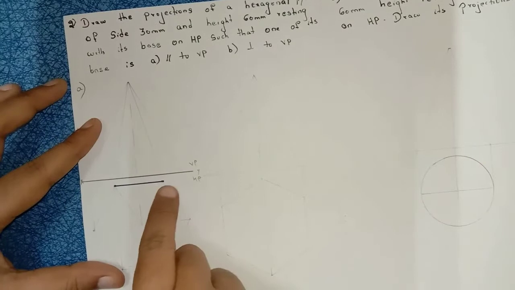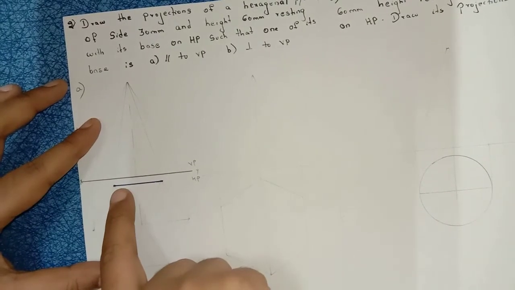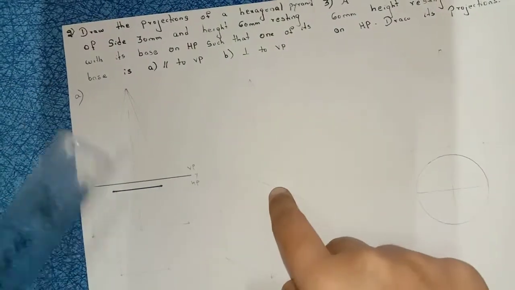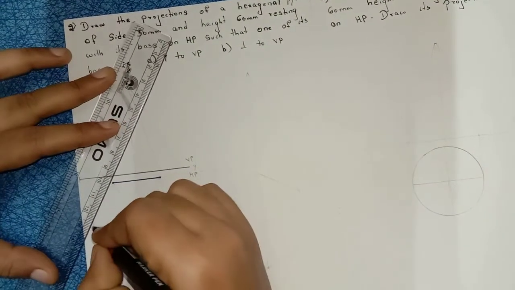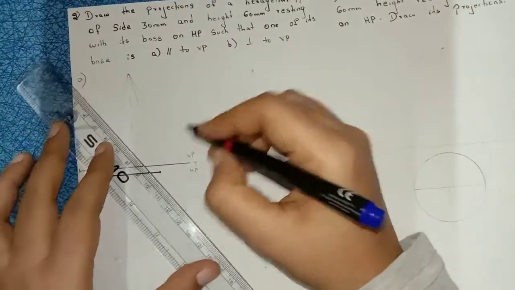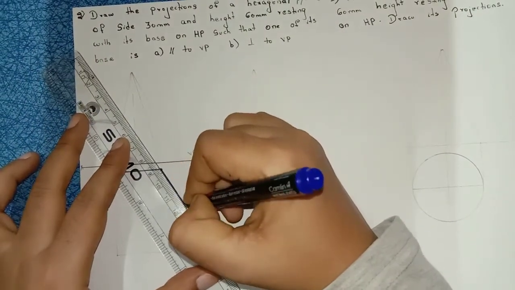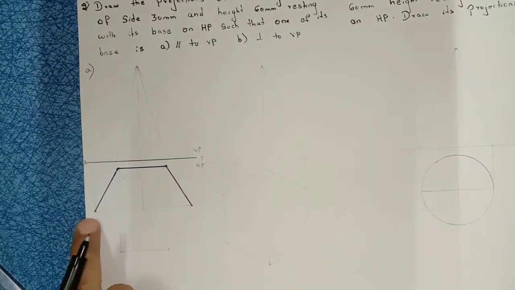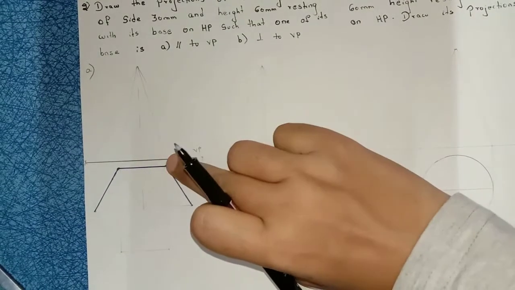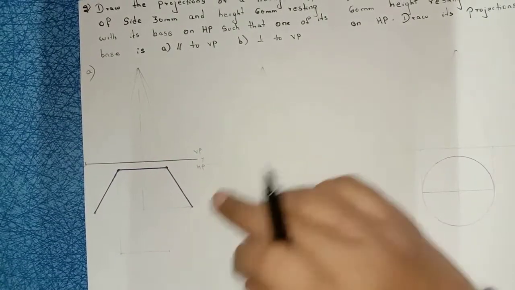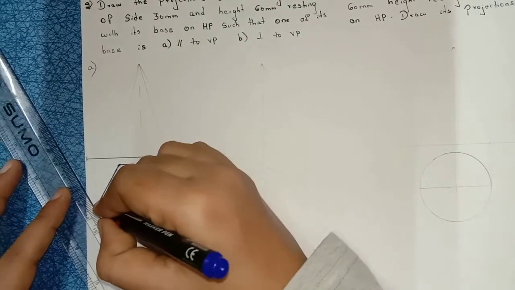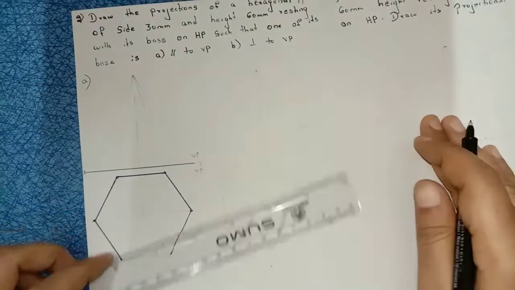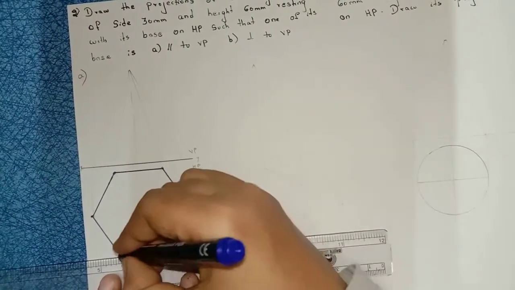Afterwards I will place my protractor on this line. From this point I will mark 120 degrees. From this point I will mark 120 degrees. So length is here 30 mm only. Again I will place my protractor on this line. From this point 120 degrees. Again I will place my protractor on this line. From this point 120 degrees. And join this one. Construct the hexagon.